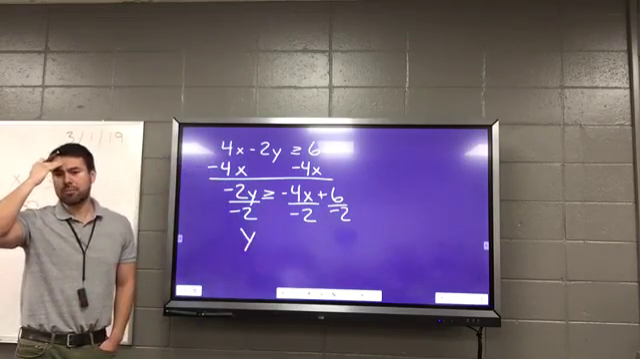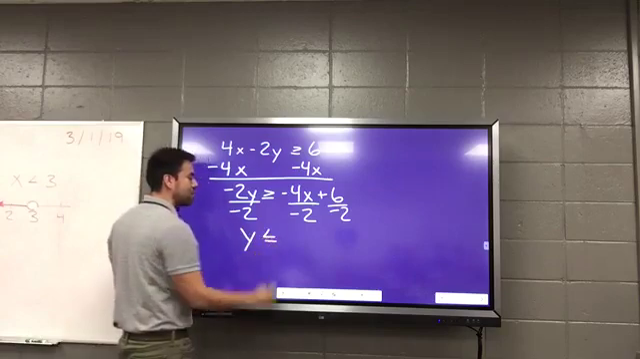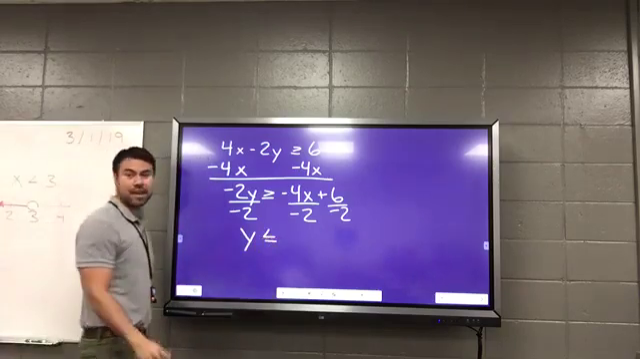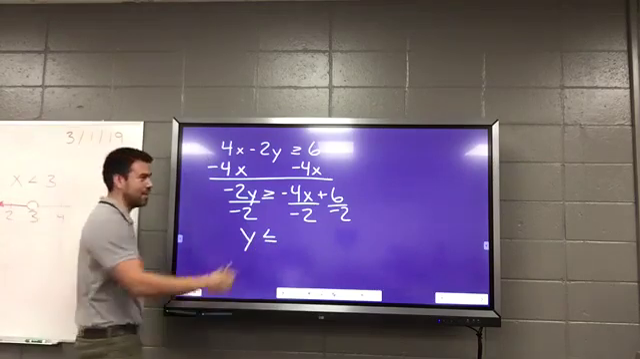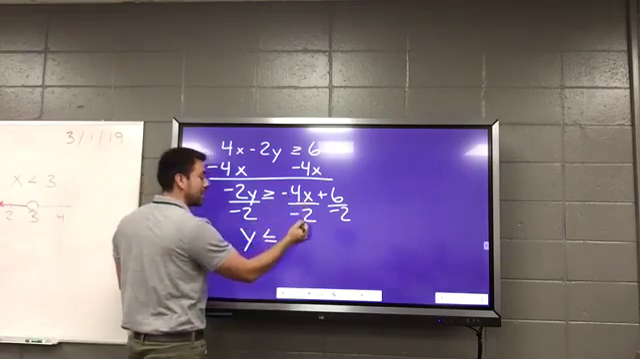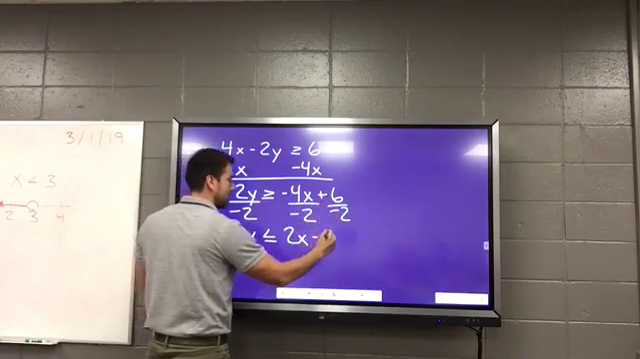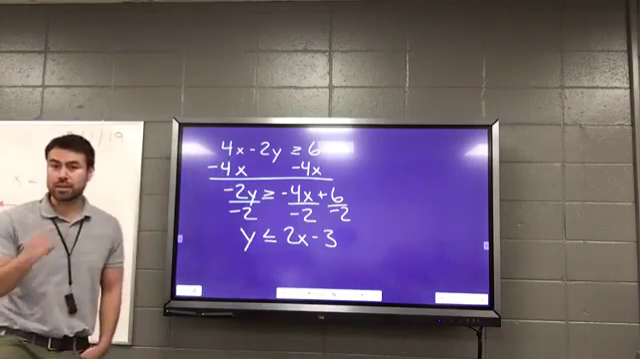What happens when I multiply or divide both sides by a negative? That's months ago, and some of you remember you flip the direction of that inequality. It becomes less than. Do you remember that? How many of you remember that after this reminder? You're like, oh yeah, I forgot. Okay. What's -4x divided by -2? +2x. 6 divided by -2, -3. So y is less than or equal to 2x minus 3.